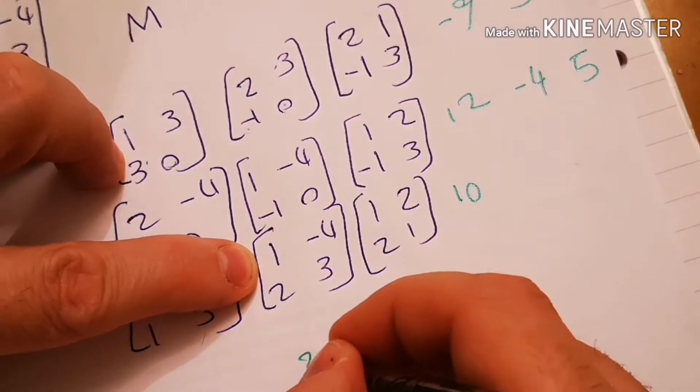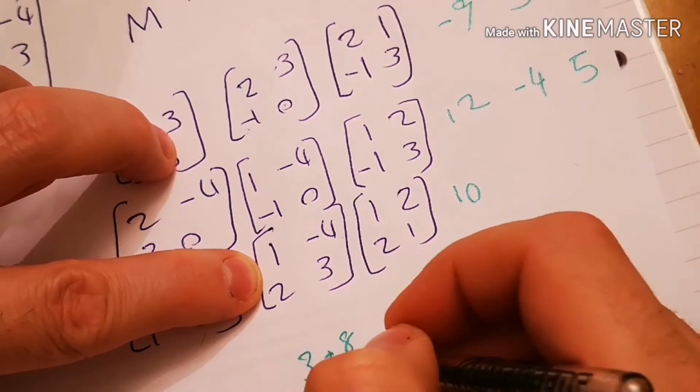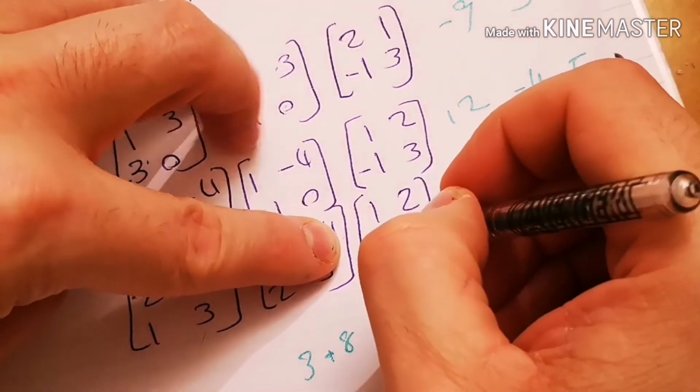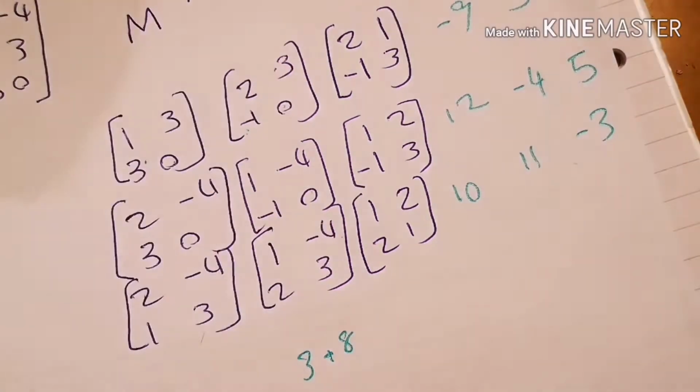1 times 3 is 3. 2 times minus 4 is minus 8, but again, we're subtracting that, so it makes 8. 3 plus 8 is 11. 1 times 1 is 1. 2 times 2 is 4. So it's just 1 minus 4, which makes minus 3.